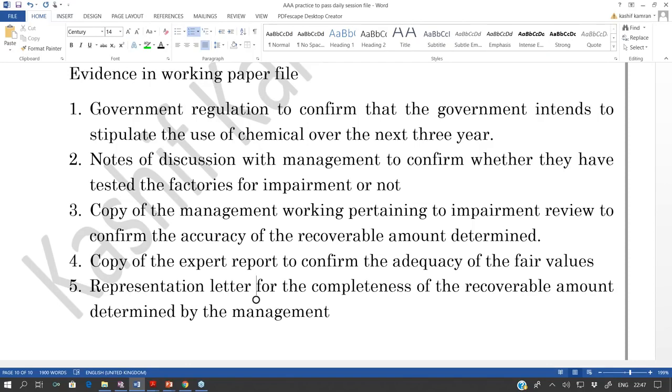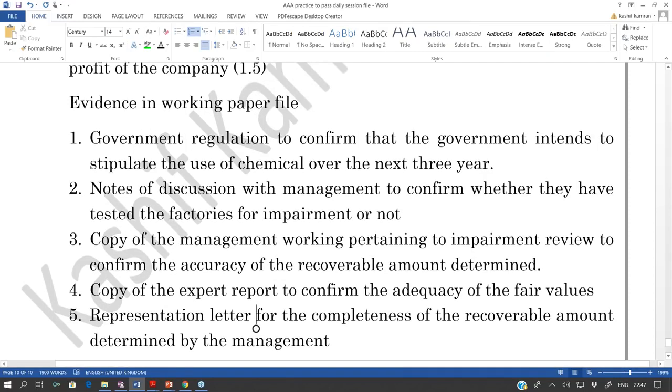Now, can you see these evidences in front of your screen? Did I break the rules I set for evidences? Government regulation, notes, copy, representation. Can I take a copy of the representation letter, or I can just take the representation letter.